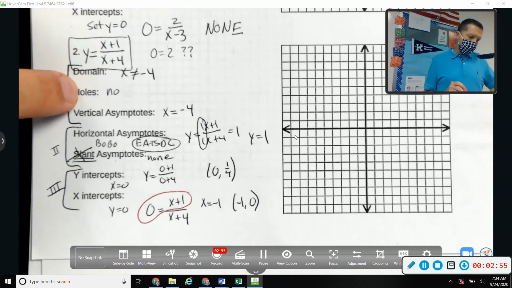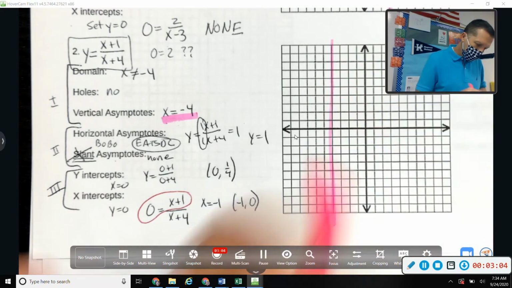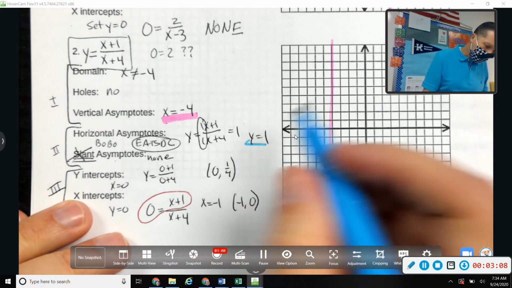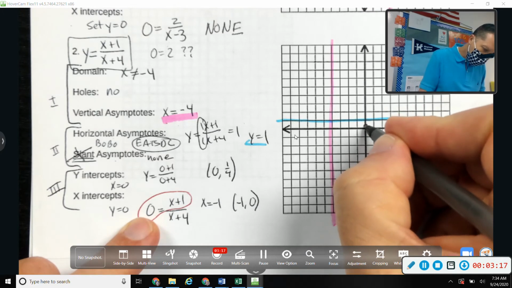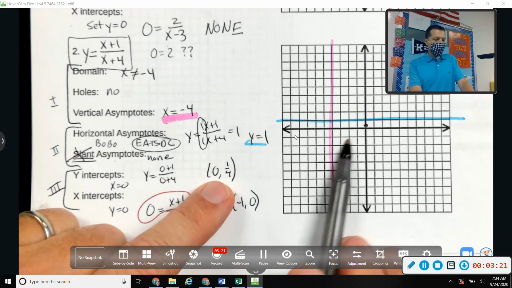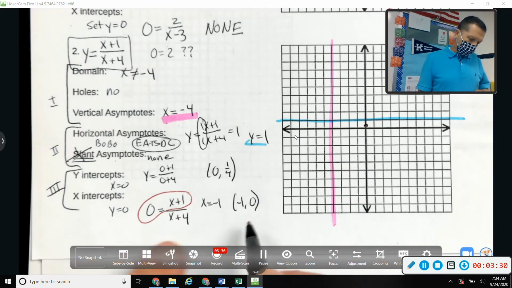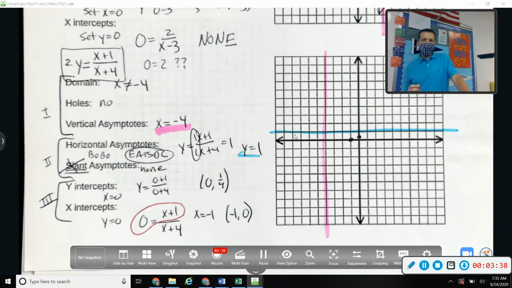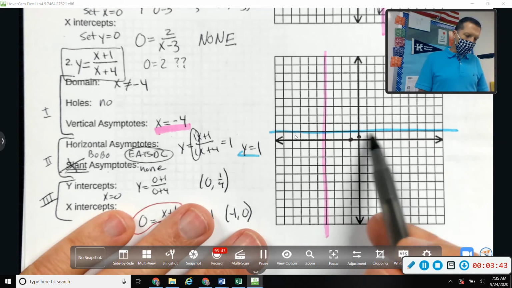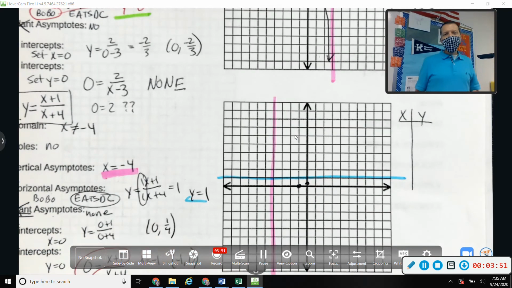Domain doesn't go on the graph. There aren't any holes. Vertical asymptote at x equals negative 4. Horizontal asymptote at y equals 1. Y-intercept at 0, 1/4. And again, I'm not getting out a microscope and a ruler to check that you put 1/4 where I think 1/4 goes. But it better be between 0 and 1, and it needs to be closer to 0. And then an x-intercept at negative 1, 0. I probably feel pretty good about what the graph on the right looks like. And again, you only have to have one point per branch. We've already got two. So if you're comfortable sketching it in, you can do that.